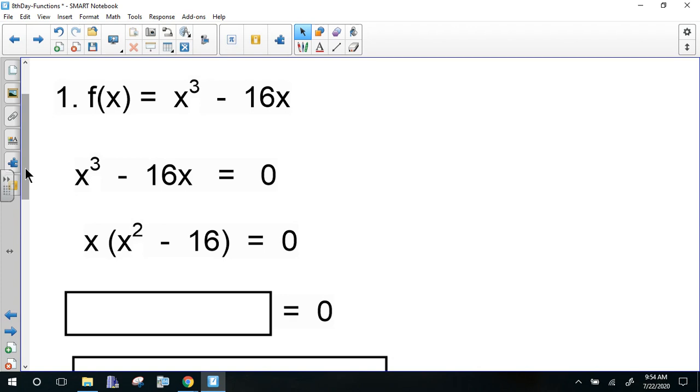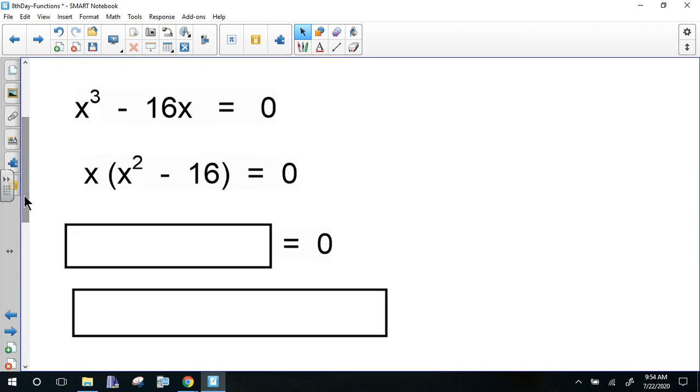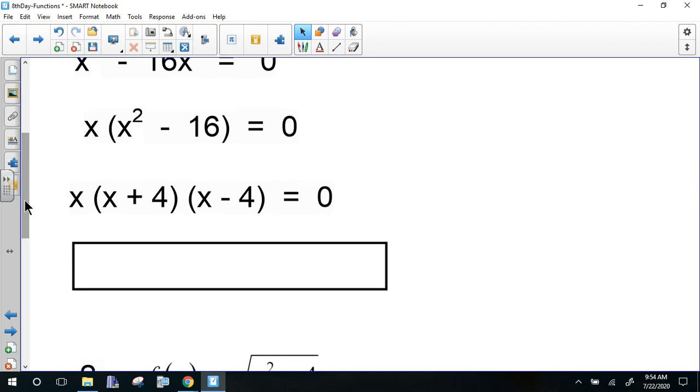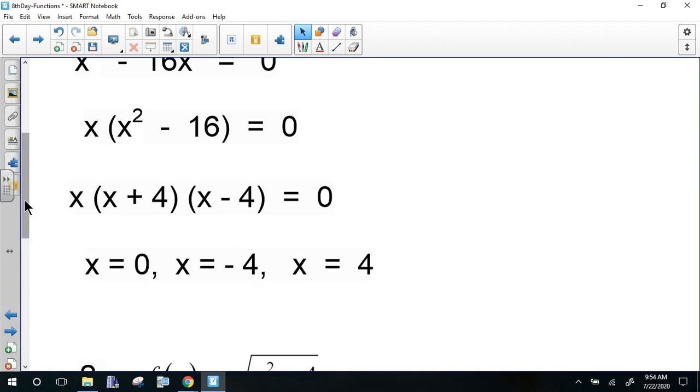I know that x squared minus 16 is a perfect square binomial, so I can factor those into x plus 4, x minus 4. And if I take each one of those factors and set it equal to 0: x equals 0, x plus 4 equals 0, x minus 4 equals 0, and I solve, I get three answers: 0, -4, and +4.